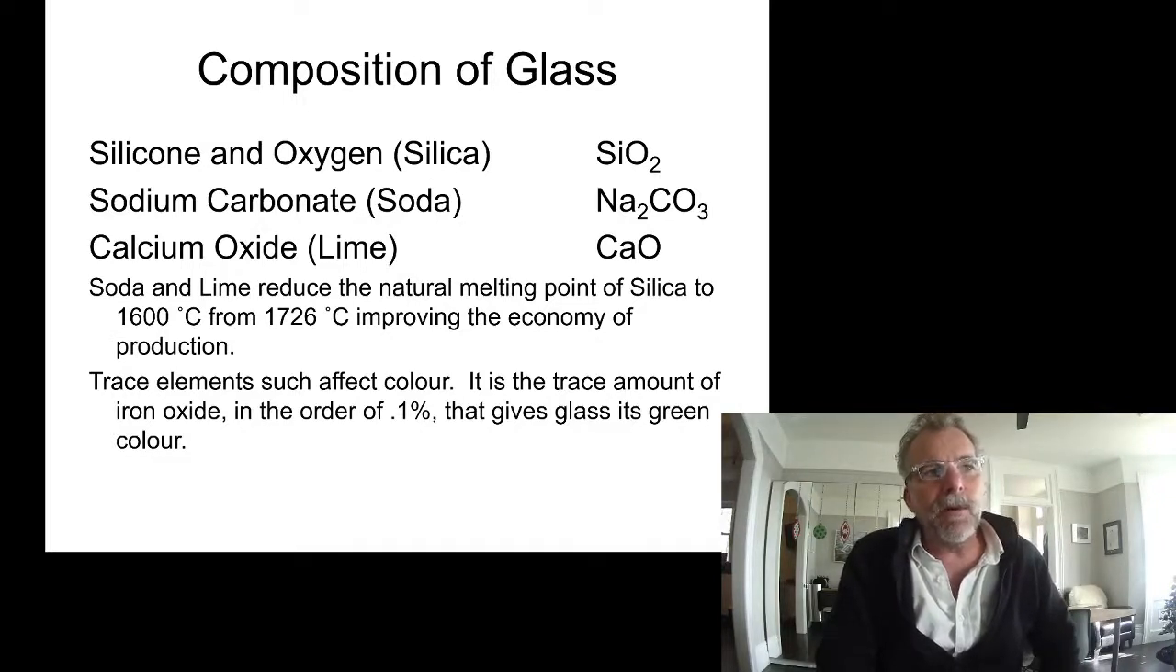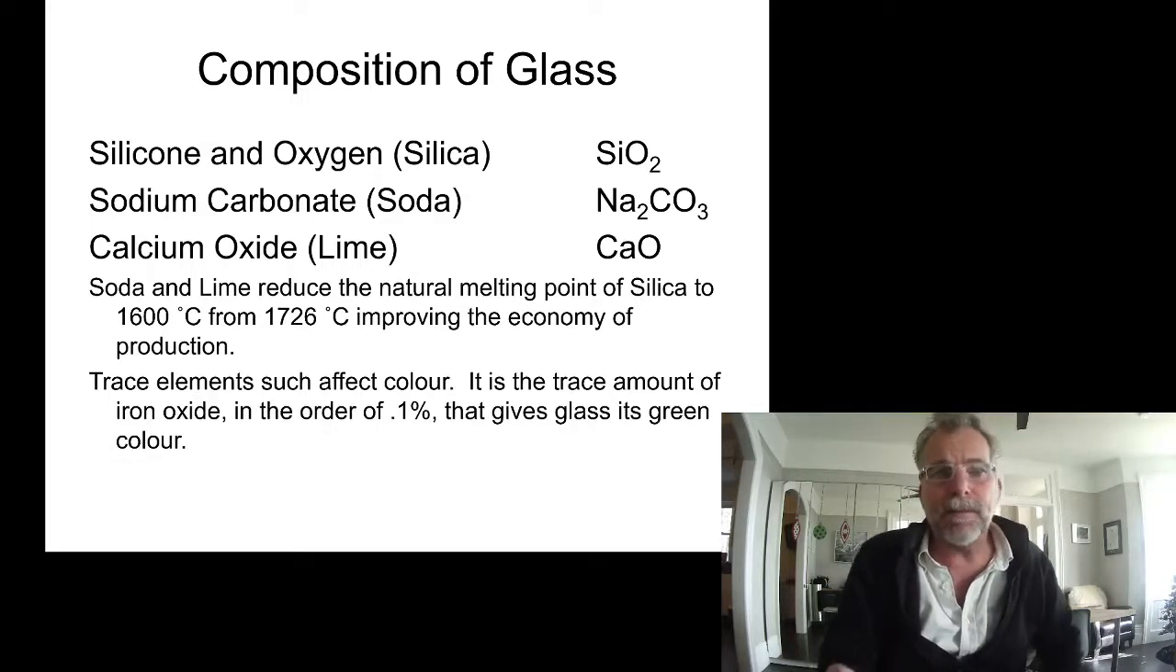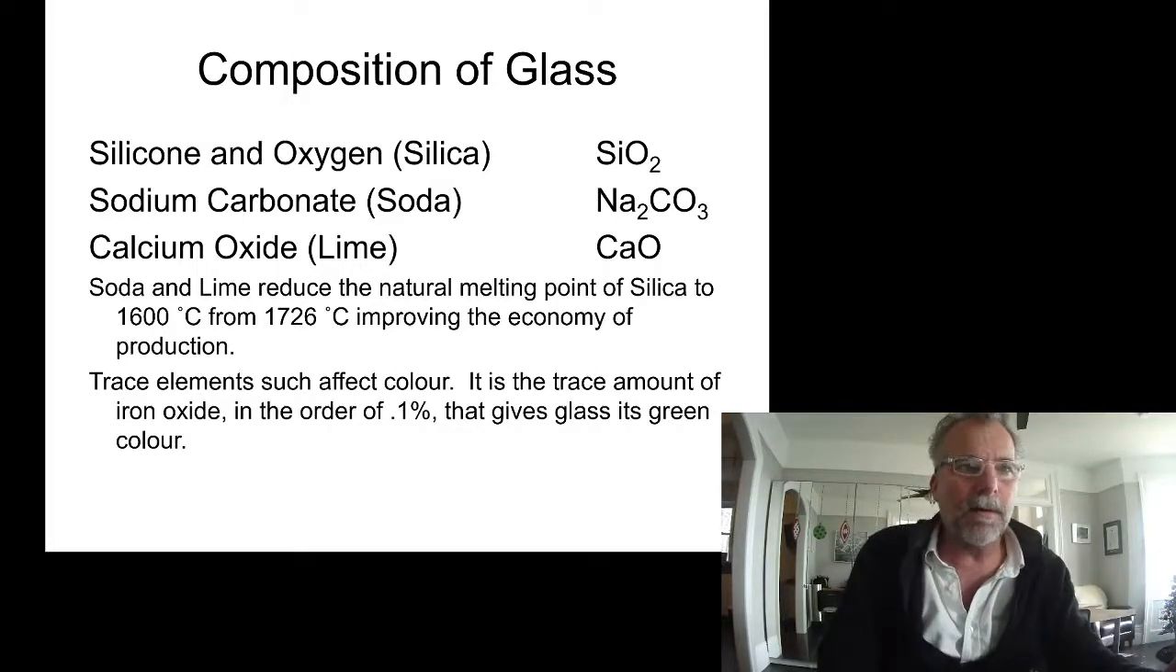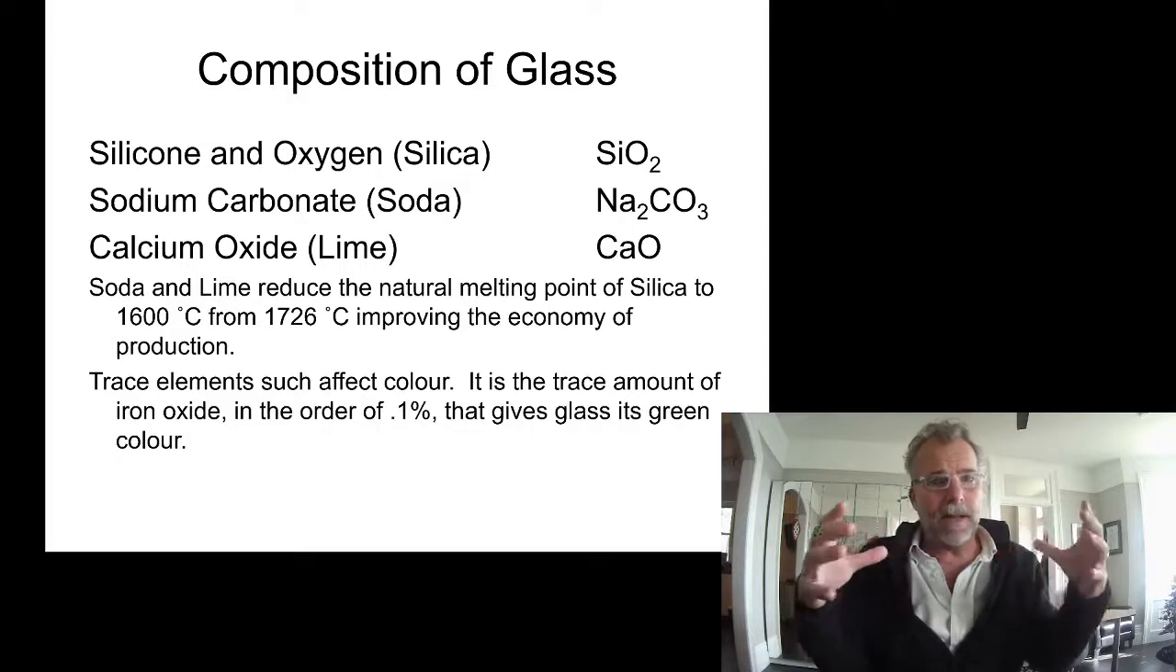Other ingredients, soda and lime, will reduce the melting point. And since we have to melt glass, if we can reduce the melting point of glass, that makes the production easier and more economical. So often we'll put soda or lime in glass. Other ingredients that can be added can change the properties, like changing the coefficient of expansion of glass.